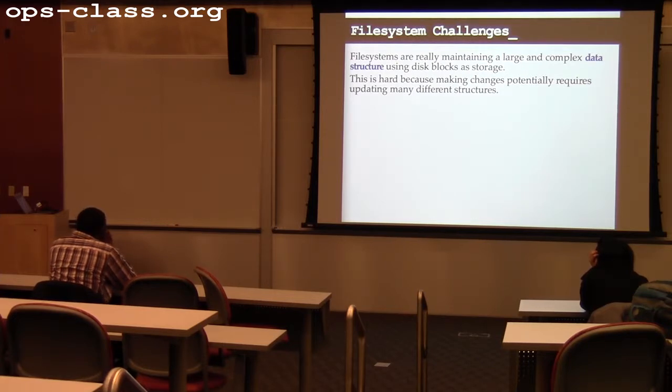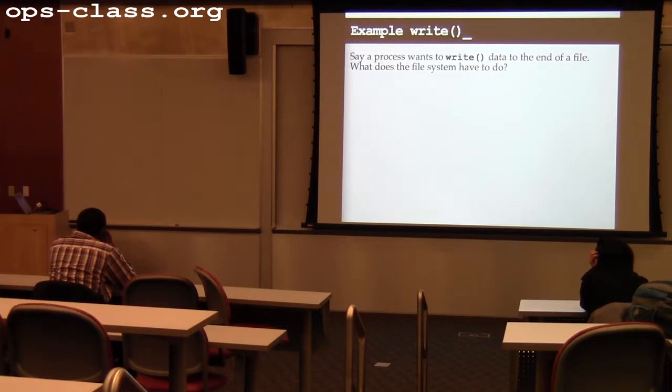making changes requires updating a lot of different data structures, right? So let's talk about an example of this. Let's say I want to write data to the end of a file. I've opened a file. I want to append some data to it. So what are things that the file system would need to do in order to accomplish this operation?